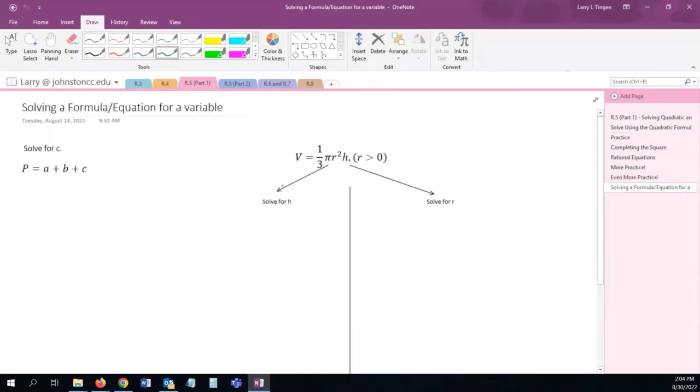But I do want to finish up. So this is the first half of R5. We're going to get done with this today. We're going to get back on pace. It's just going to take some time.